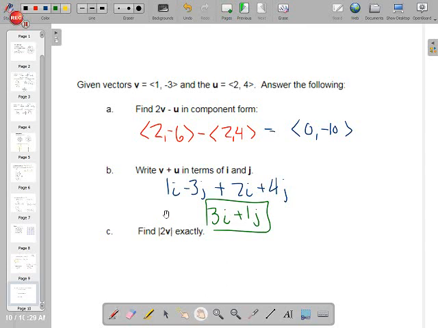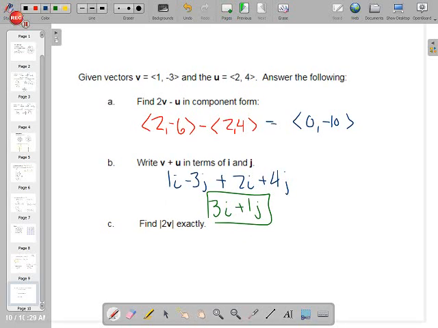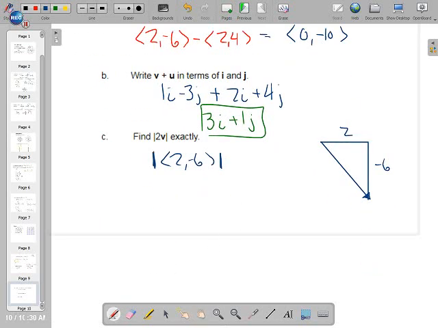And the last thing is find the magnitude of 2v. So if I say what's 2v, people will say 2, negative 6, and that will be their answer. You know how to find 2 times v, but that's not what I asked. See these absolute value bars? The absolute value bars are saying what's the magnitude of that. So if you think of the vector 2, negative 6, that's saying go right 2 and down 6. I want the magnitude of this vector, and to find the magnitude, you need to do Pythagorean Theorem.